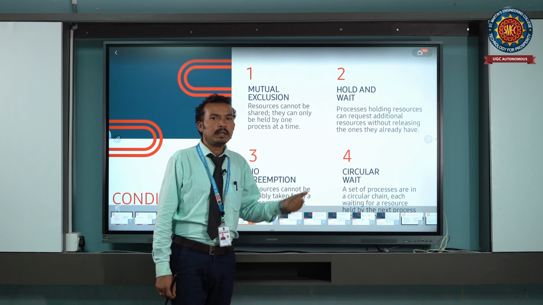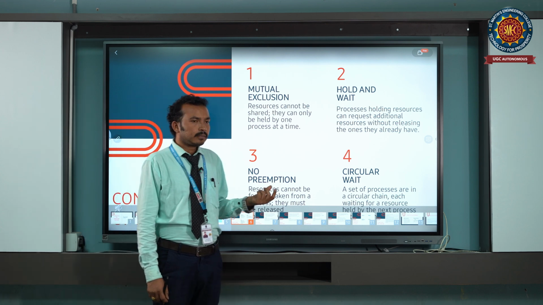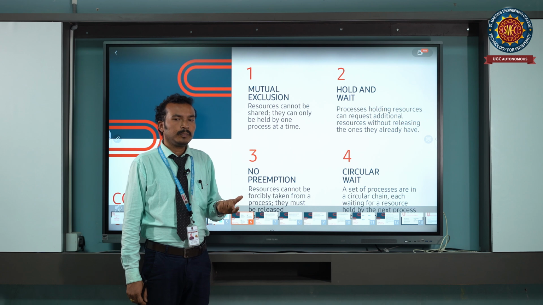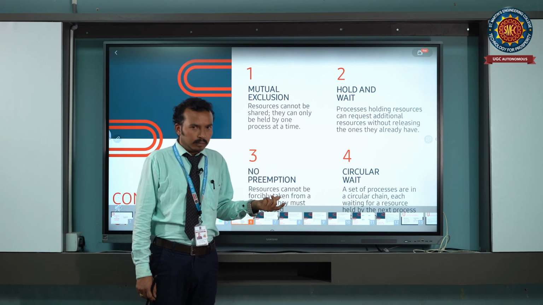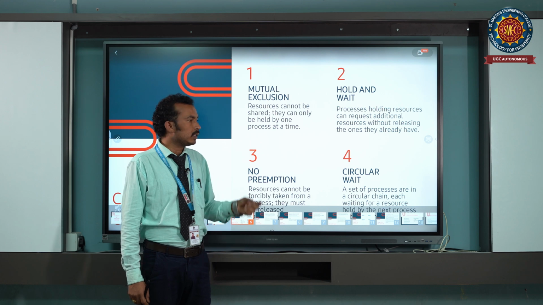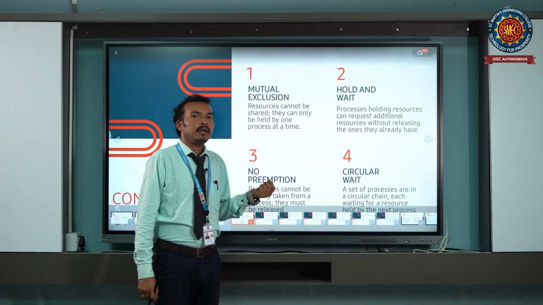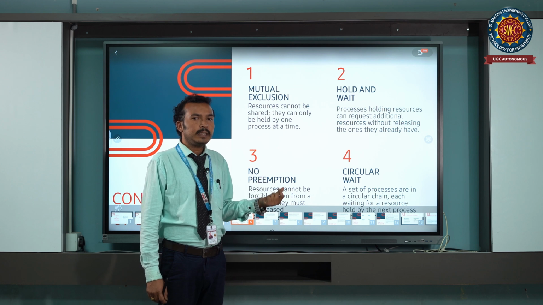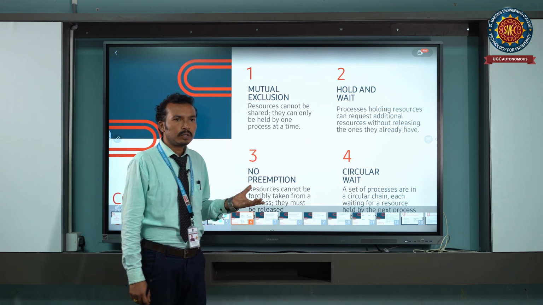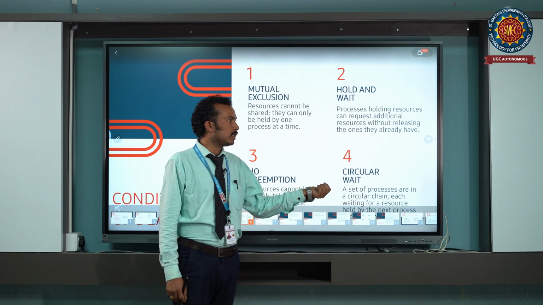And the fourth one is circular wait. The name itself indicates that it will form a circular chain. In this, a set of processes are there. First process A holds the resource 1 and requests another resource held by the process B. Process B holds the resource 2 and requests the resource 3, which is held by the process 3. So it will form a chain. The last process is requesting the resource held by the first process. In this case, no process will complete its execution. So this condition also forms a deadlock.